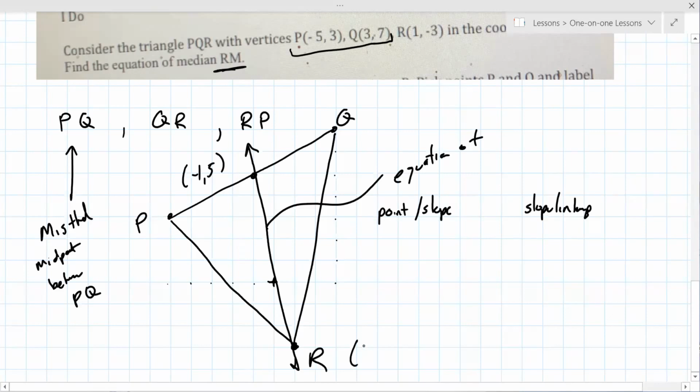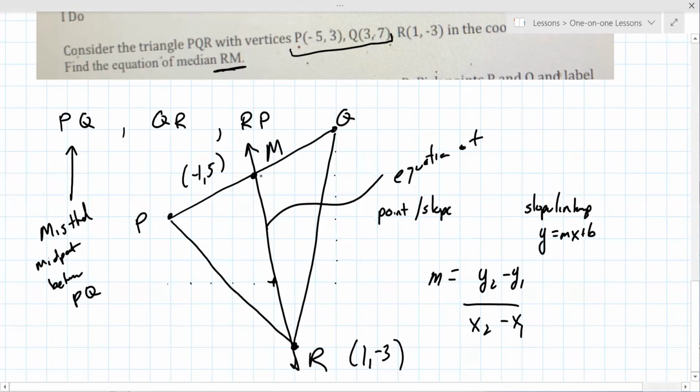R has ordered pair 1 comma minus 3. What is the formula for slope? Do you remember that? Mx plus b. That's the equation of the line in slope intercept form. Y equals mx plus b. The equation for slope is y2 minus y1 over x2 minus x1. This is point M, so we're going to use this ordered pair and this ordered pair down here to calculate the slope.